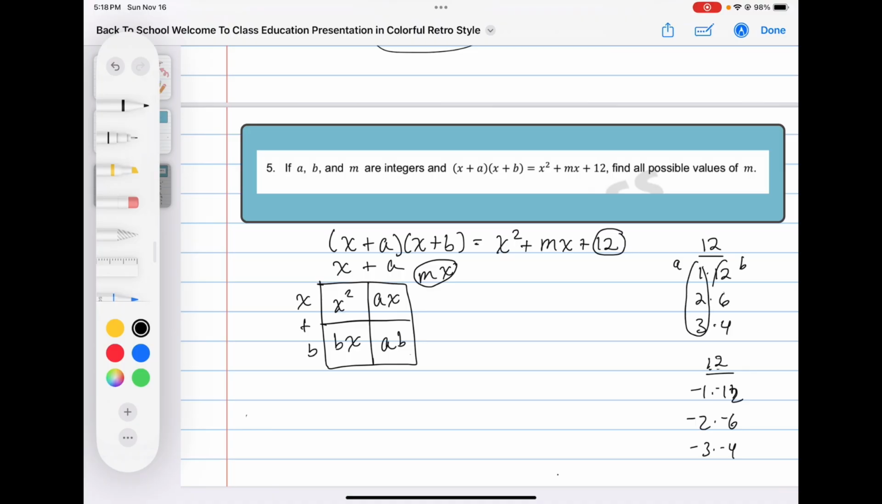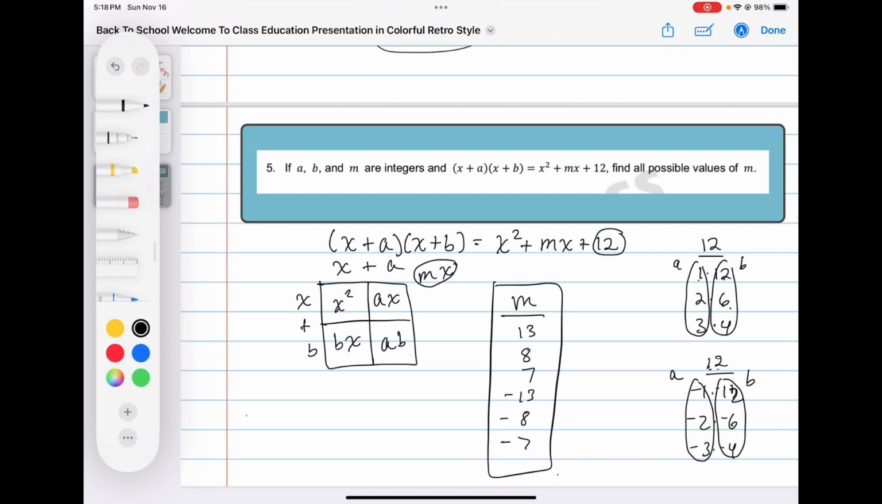So because ab is equal to 12, I have all these possibilities of ways I can multiply to get 12. And by finding the sums of each of those, I'll get a list that tells me what the different possible values for m are. m could be 13, 8, or 7 based off my top set of numbers, or negative 13, negative 8, or negative 7. And that will conclude my list of m values.